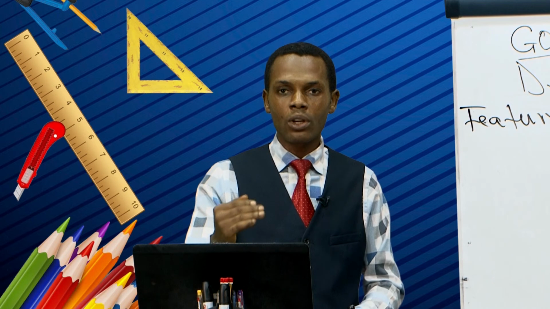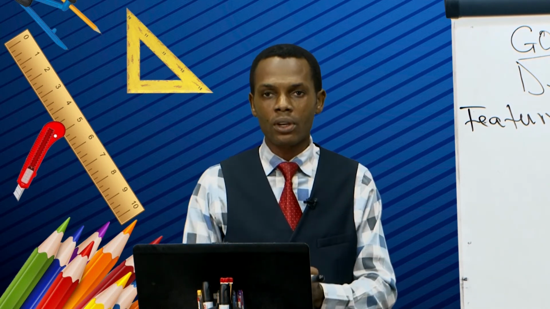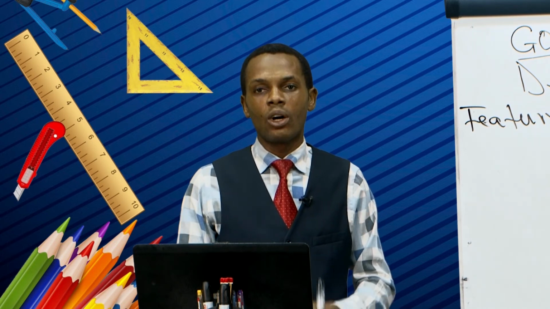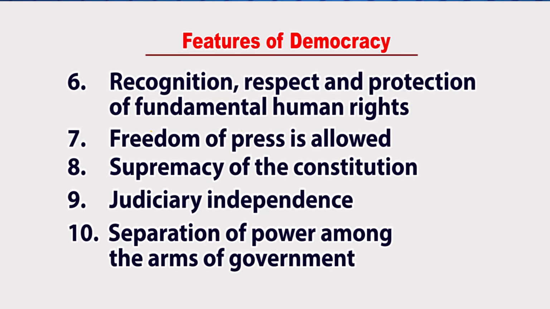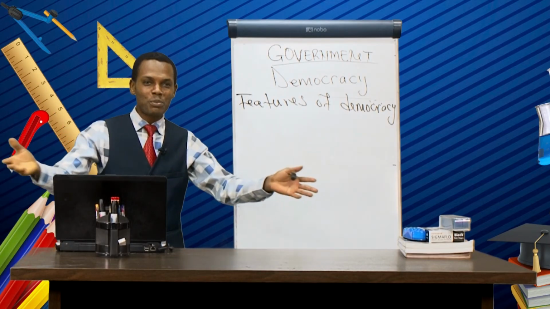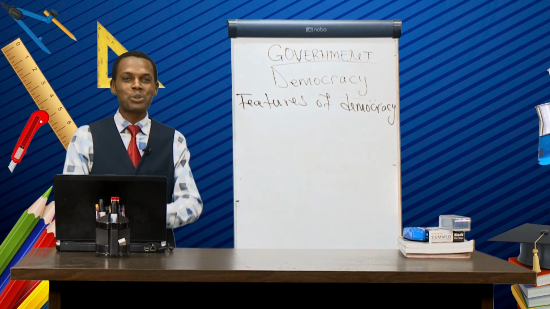And because rule of law operates in a democratic system, definitely human rights are recognized, respected, and as well promoted or protected in a democratic setting. Number seven, the next one, freedom of press is allowed. In every democratic setting, they talk about the media, the newspaper, and the rest of them. They are given the freedom to operate.